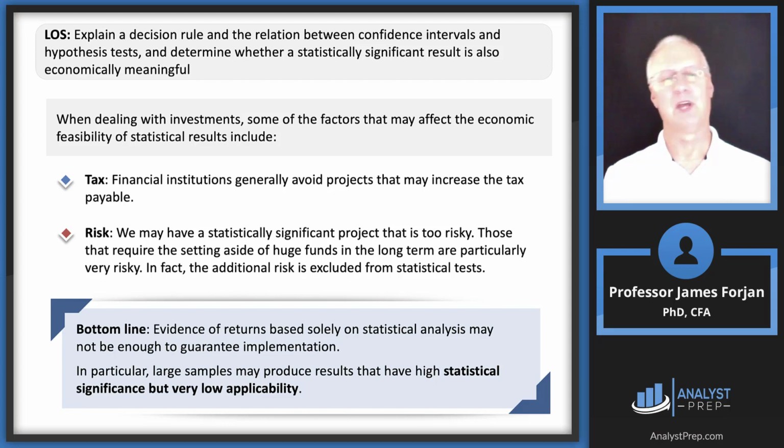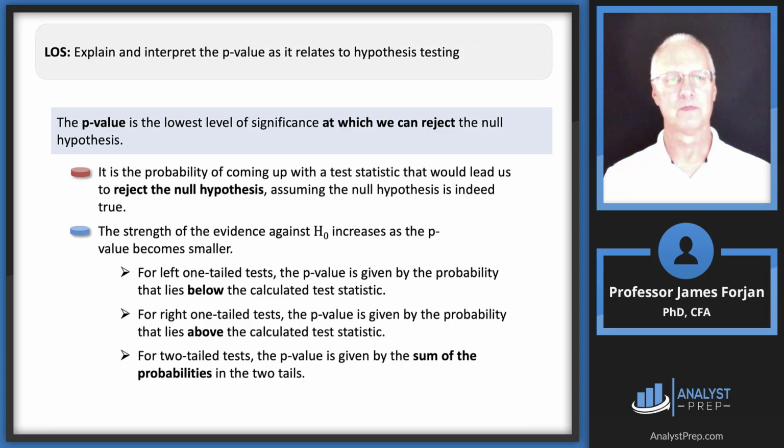All right, how about p-values? These are interesting. It's the lowest level of significance at which we can reject the null hypothesis. And so this is going to be super easy, as you'll see here in just a second. But let me go ahead and read that first pillbox point. It is the probability of coming up with a test statistic that would lead us to reject the null hypothesis, assuming the null hypothesis is indeed true. All right, so there are some arrow points down there, left one-tailed, right one-tailed, below and above, and then for two-tailed tests, it's the sum.